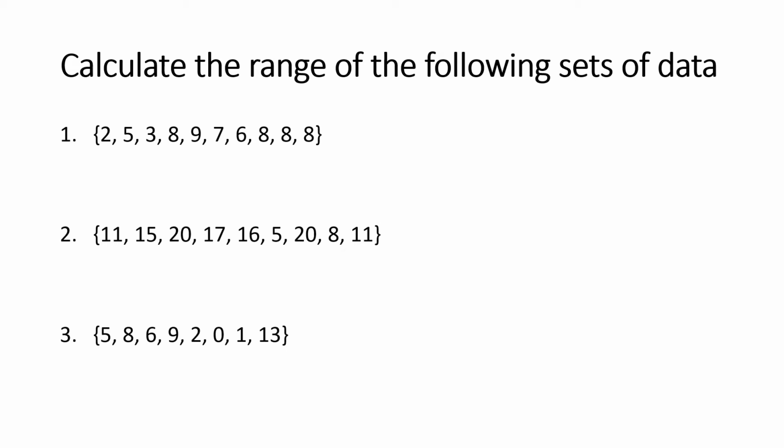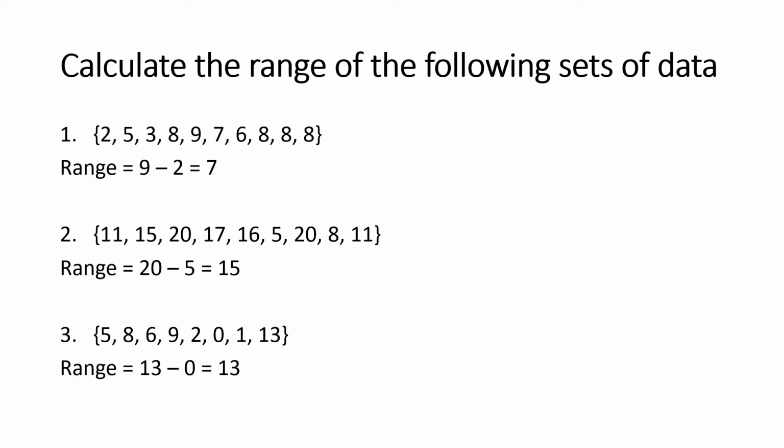If we have a look at our first set of data, we can see that our highest value is 9 and our lowest value is 2. So the range is 9 minus 2, which equals 7. If we have a look at our second set of data, we can see that our highest value is 20 and our lowest value is 5. So the range will equal 20 minus 5, which equals 15. Looking at our third set of data, we can see that our highest value is 13 and our lowest value is 0. So our range will equal 13 minus 0, which equals 13.